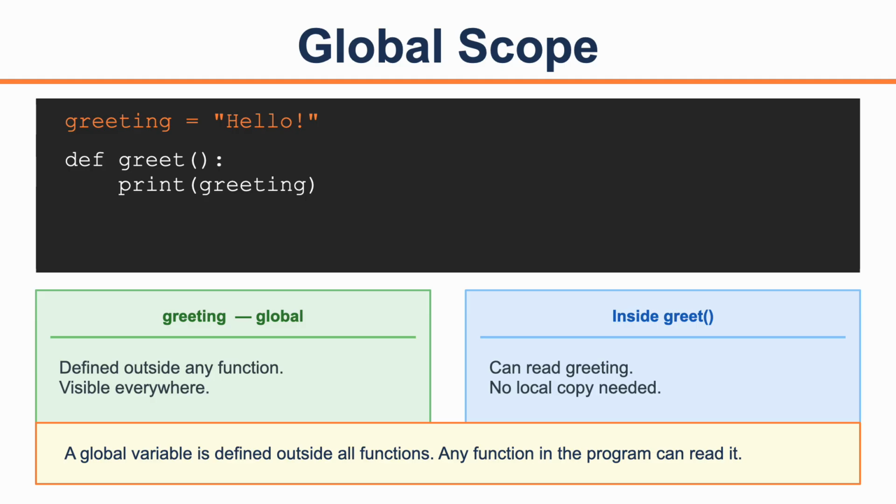A global variable is created at the top level of your program, outside any function. Any function can read a global variable without any special steps. It does not need a local copy. The value is available throughout the entire program.